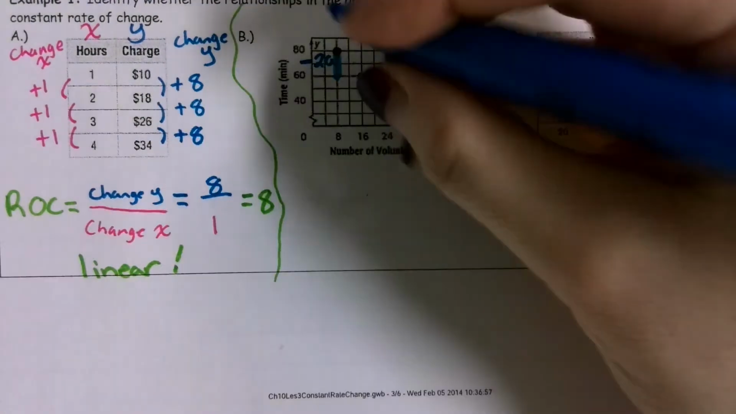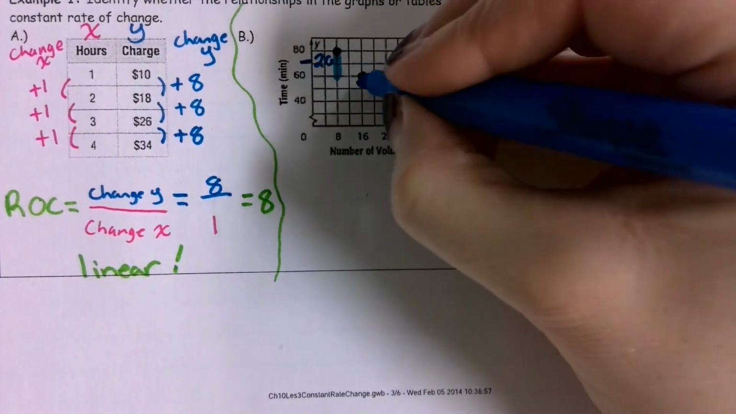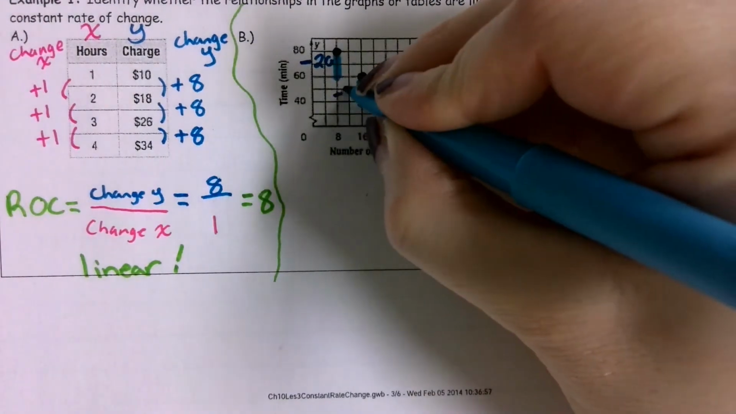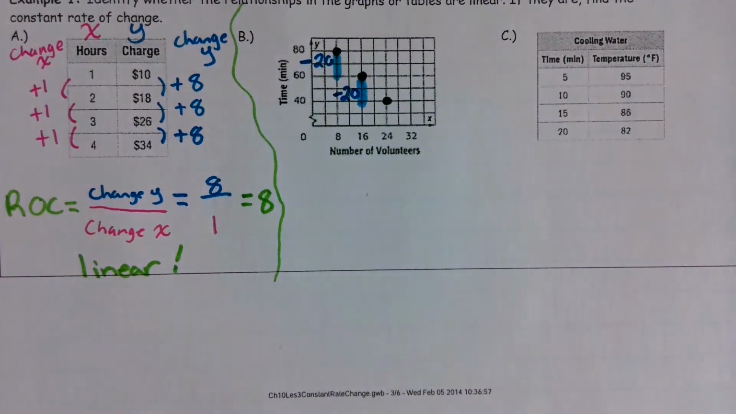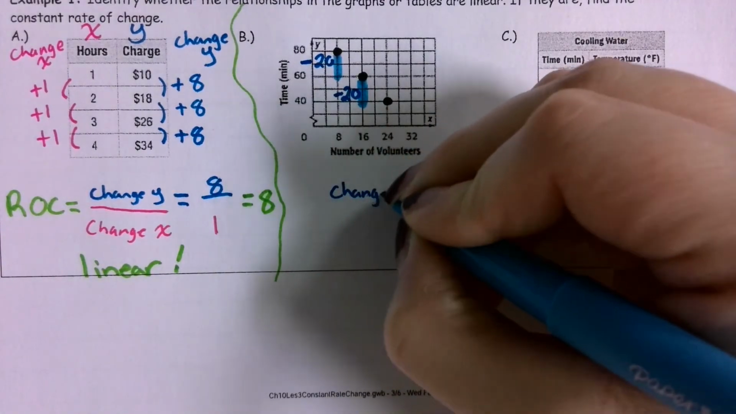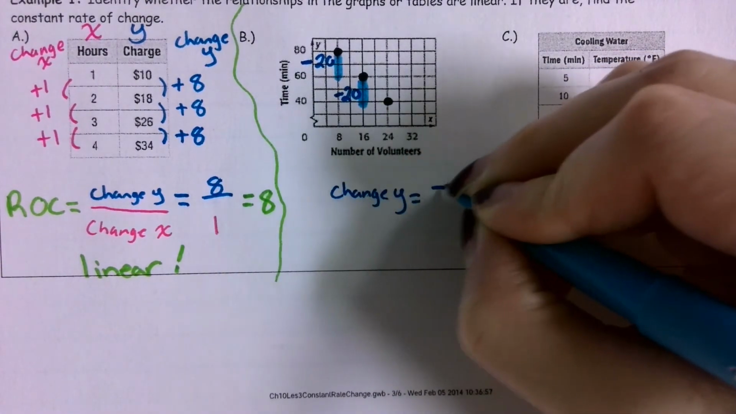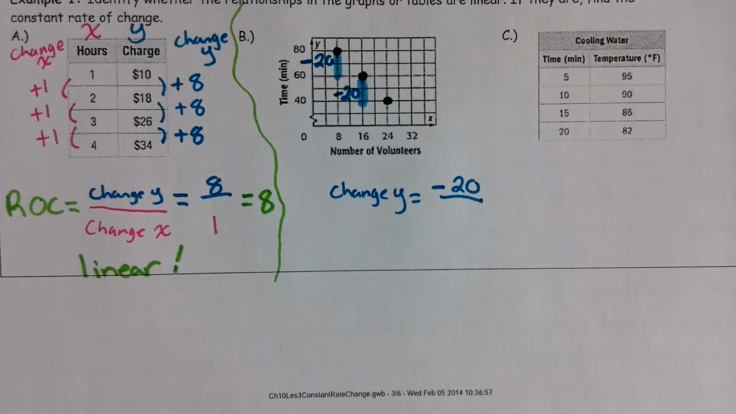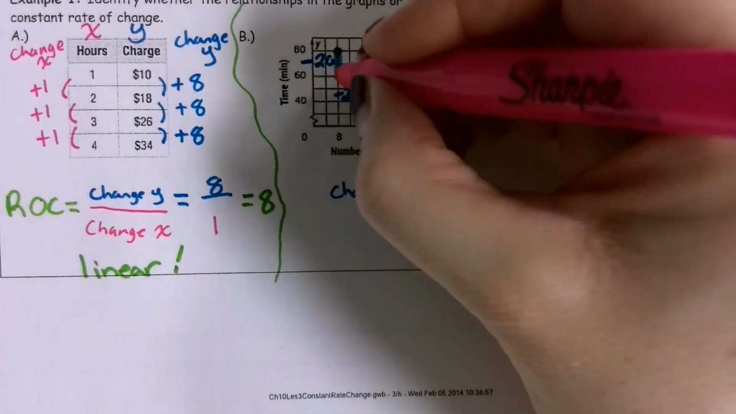Same thing for the next point. From this point downward, it is also a decrease by a total of 20. So that means in this case, our change for our y is a negative 20. Then we focus on the x's. Again, not the grid, but what the graph is talking about. So you have to look at the axis.